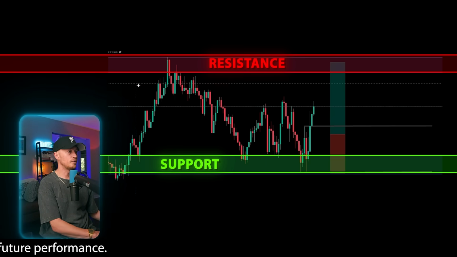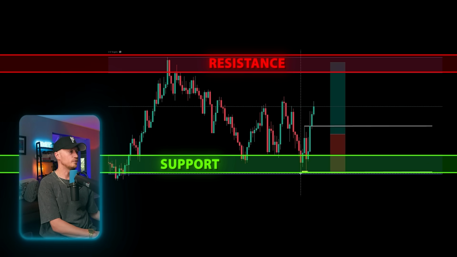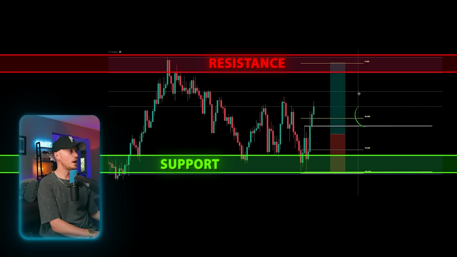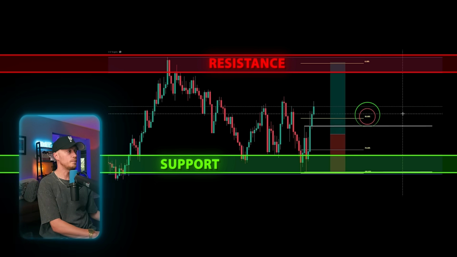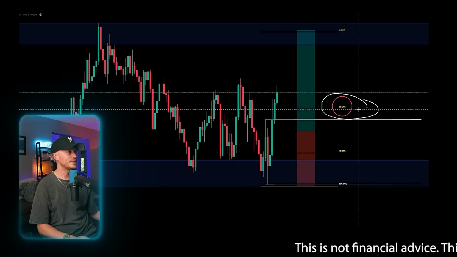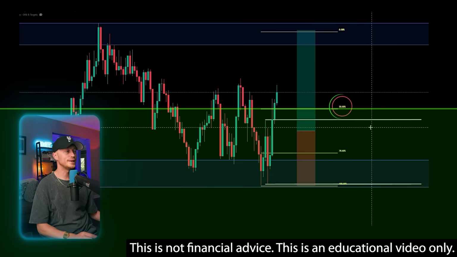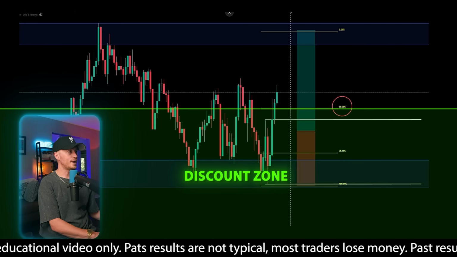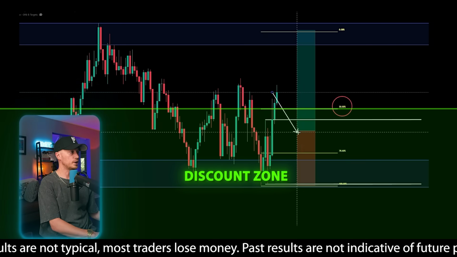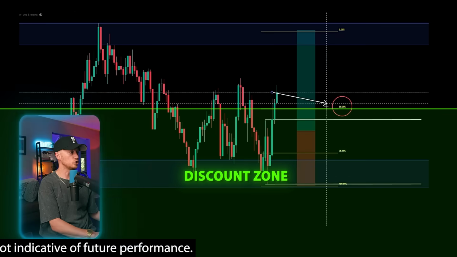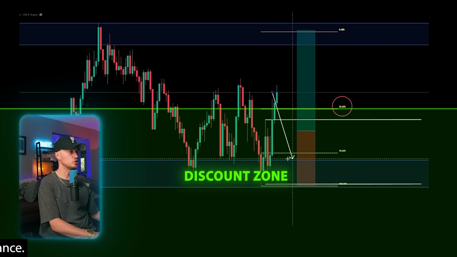And if we take our Fibonacci and we take it from our support to our resistance right here, we want to be buying below 50%. We want to be buying at a discount. Anything below 50% is a discount. It's a good place to enter a trade as you wait for that pullback. So as price comes down, it's coming closer to our support level than it is our resistance level. So we're buying essentially from the support level.